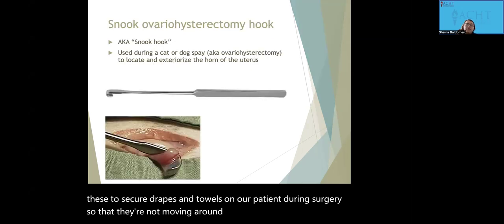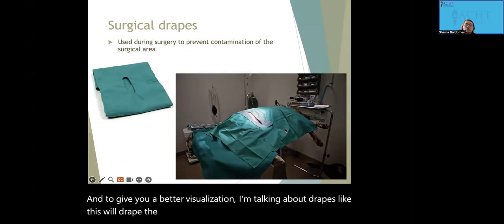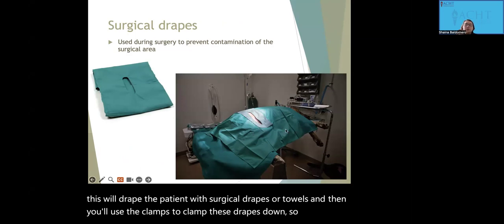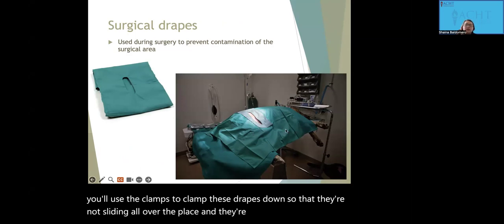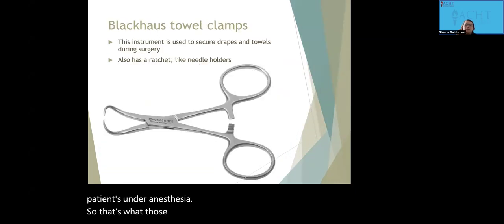And to give you a better visualization, I'm talking about drapes like this. We'll drape the patient with surgical drapes or towels, and then you'll use the clamps to clamp these drapes down so that they're not sliding all over the place and they're staying in place while the patient's under anesthesia. So that's what those towel clamps are for.